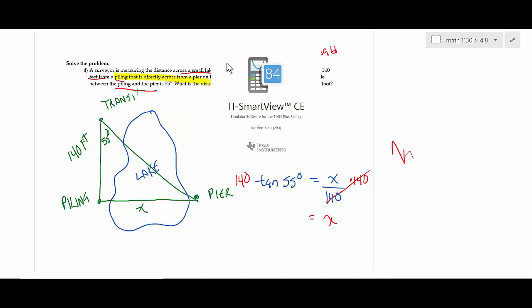At this stage in this section, we're still dealing with right triangle trigonometry. We're not doing what we call oblique triangles, where we don't have 90-degree angles, yet. Okay, so that's the idea.